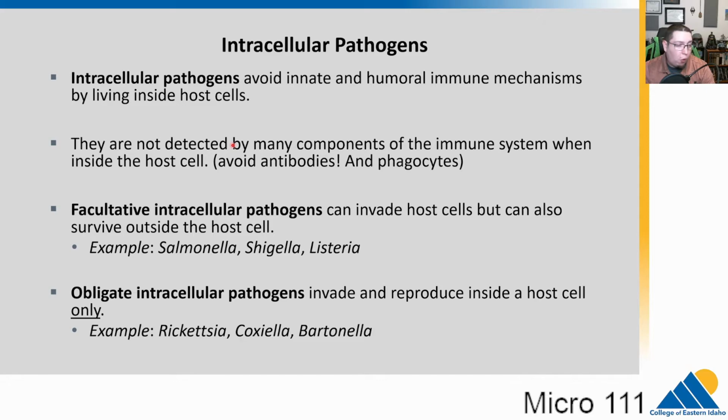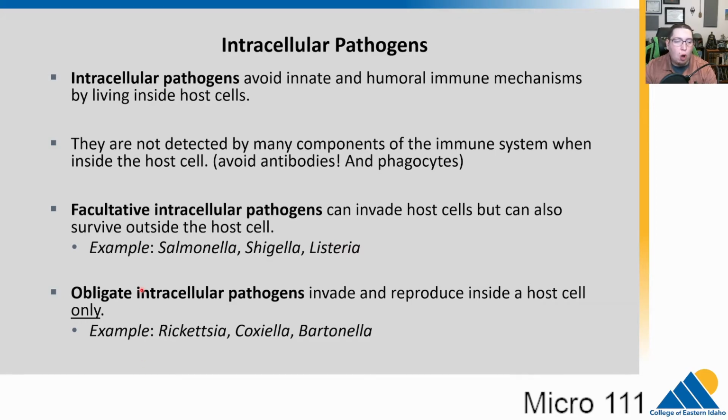Some pathogens are what we call facultative intracellular pathogens. They can invade host cells, but they also survive and grow outside of the host. Salmonella, Shigella, Listeria, right? Listeria can grow in your fridge, but then it can also grow inside of your cells.